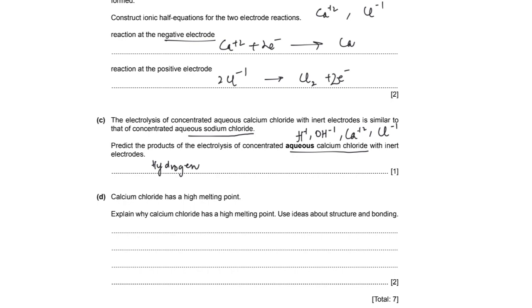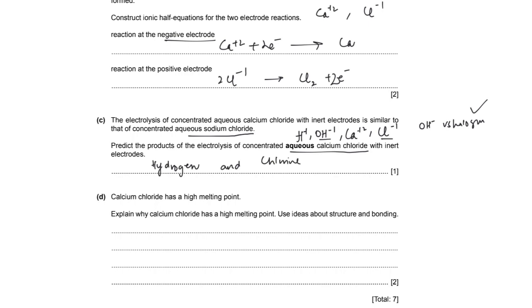And you have to write the other product as well. Between chloride ion and hydroxide ion, whenever there is a competition between hydroxide ion and chloride or halogen, halogen is always released. Whenever there is a competition between hydroxide and halogen, halogen is always released at the anode. So chlorine will be formed at the anode.